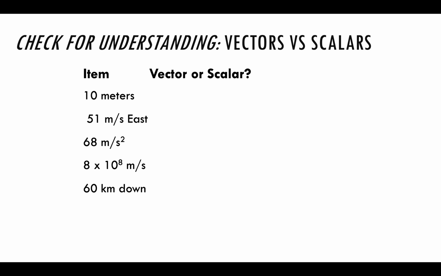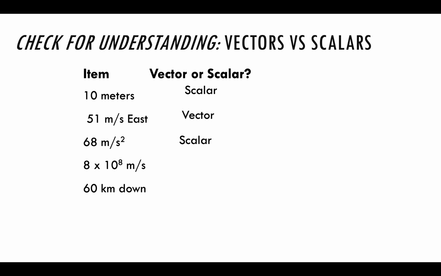Now let's go through this list and determine if each is a vector or a scalar. The first one, 10 meters, is that a vector or a scalar? If you said scalar, you'd be correct because it doesn't include direction. The next one, 51 meters per second east, is going to be a vector because it does include direction. 68 meters per second is also a scalar because there's no direction.